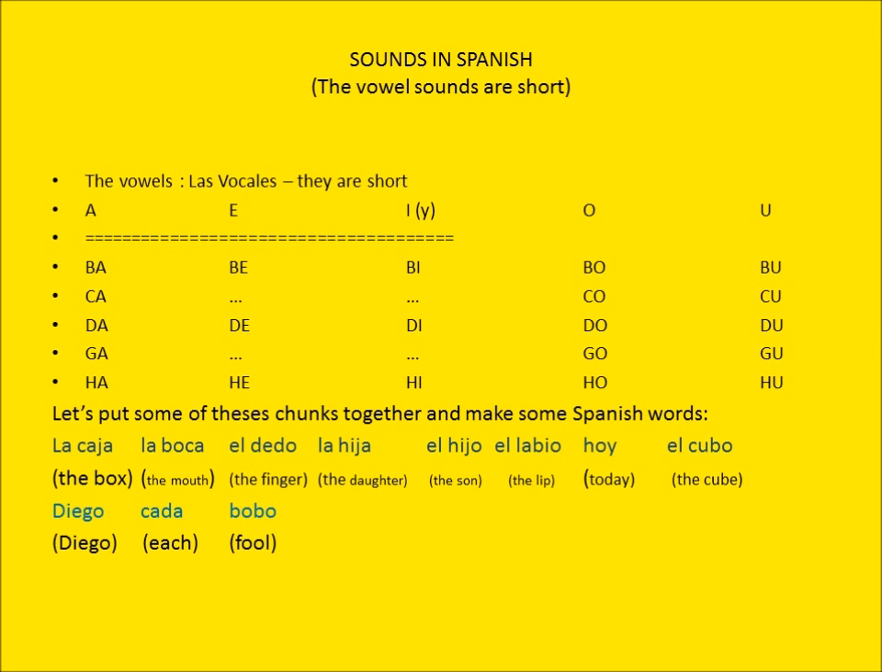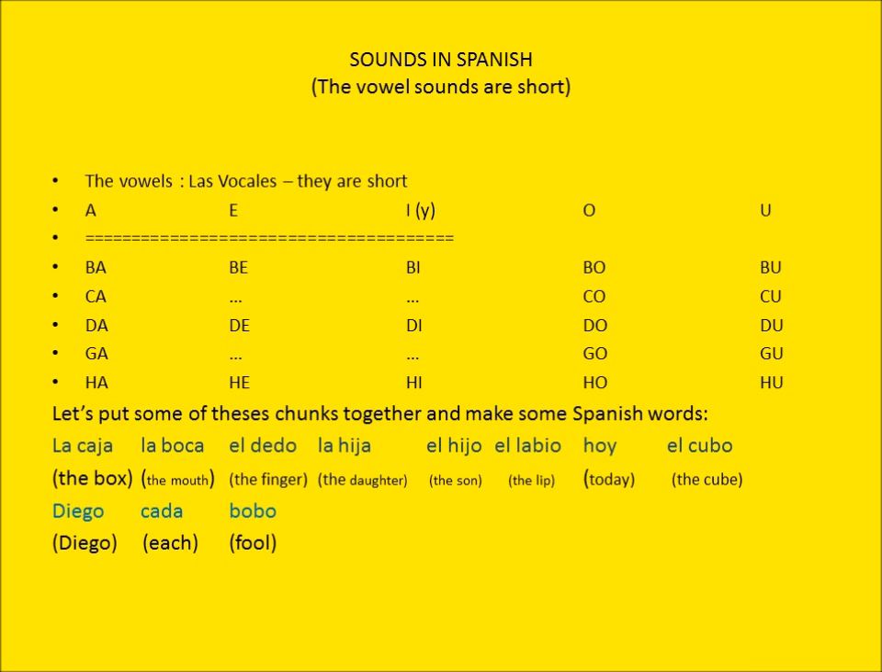Here I want to point out that the vowels, las vocales, are short, always the same sound, it never changes. You're always going to have A, E, I, O, U. And when you put the vowels with the consonants, you have those little chunks. For instance, ba, be, bi, bo, bu. You can also notice that some spaces are empty.